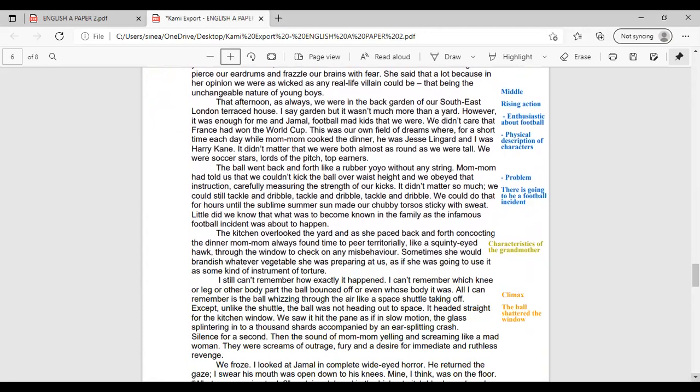So we see that afternoon. So it gives us an idea of what was taking place on that particular afternoon. So we know that the boys were enthusiastic about football. We know that because he said football mad kids. He said that they knew that France had won the World Cup. So we know that Jesse Lingard, Harry Kane, we know that these are footballers. We know that these guys seem to really be enthusiastic about football.